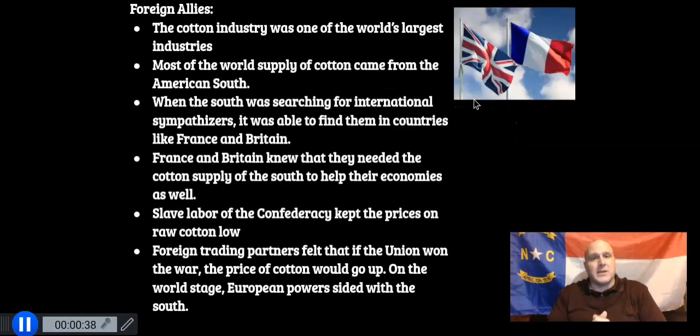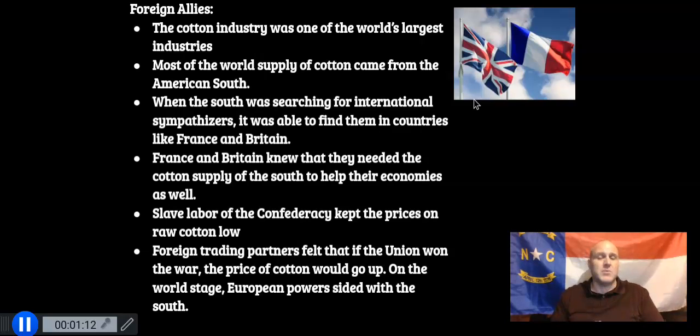Foreign allies. The South, as you remember, having been the world's supplier of raw goods, that raw cotton, a lot of foreign trade allies came out in support of the South. Now, Britain did send some soldiers over here to help fight the war, but it wasn't very many. They were kind of sitting on the outside looking in saying, who's going to actually win this war? The North or the South?